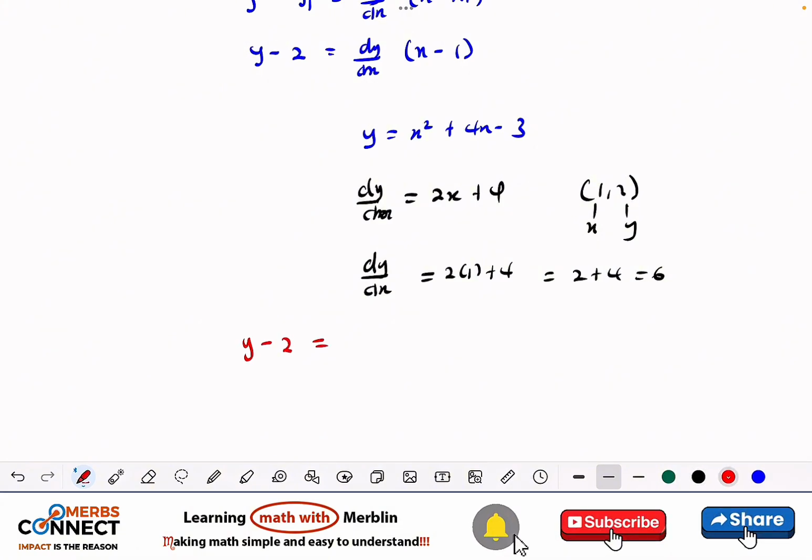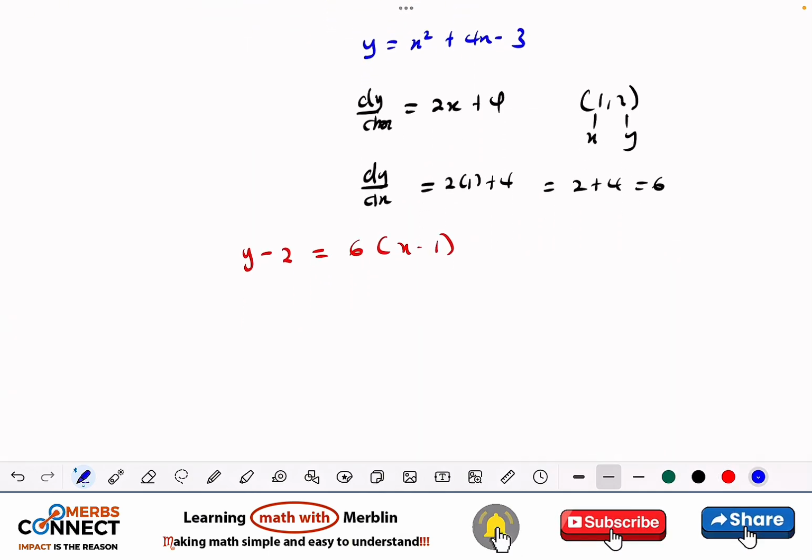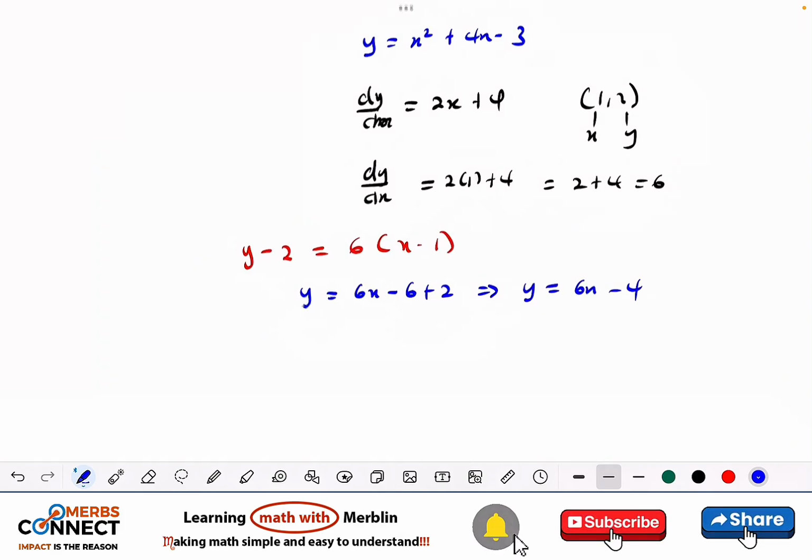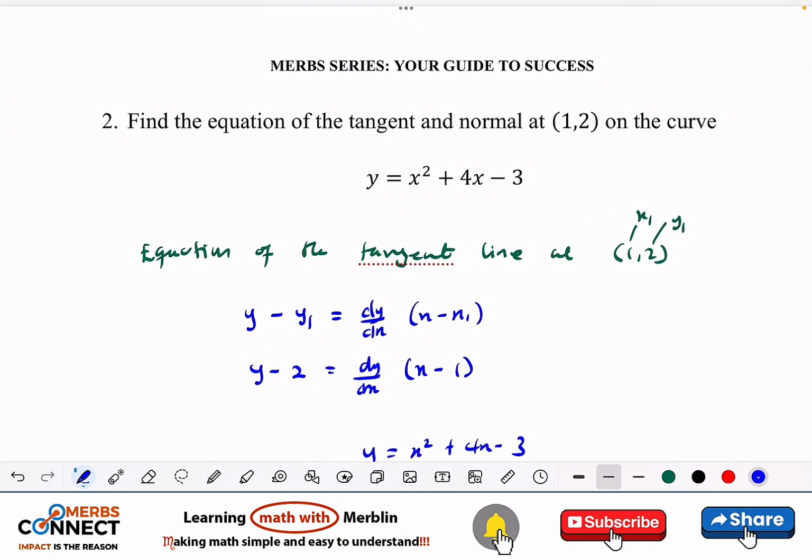So this is going to give us y minus 2 is equal to 6 times x minus 1, and if you want to simplify, this is going to give us y is equal to 6x minus 6 plus 2, and this is going to give us y is equal to 6x minus 4. So that is the equation of the tangent line.